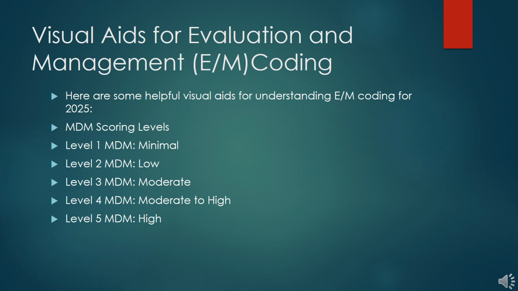Visual aids for evaluation and management EM coding. Here are some helpful visual aids for understanding EM coding for 2025. MDM scoring levels: Level 1 MDM, minimal; level 2 MDM, low; level 3 MDM, moderate; level 4 MDM, moderate to high; level 5 MDM, high.